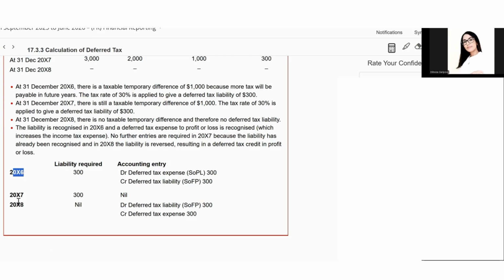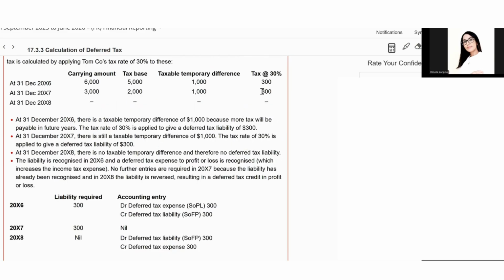And then next year, 2007, again we should have a liability of 300. We already have this liability, that's why no accounting entry is required. So we don't have to charge 300 again. It means that you need to have in your balance 300 of deferred tax liability. You already have it because you charged it in 2006, so nothing is required here. And in 2008, you need to have in your liability 0. In order to have this liability 0, you need to reverse it, right? So credit deferred tax expense, debit deferred tax liability. This is how it works.